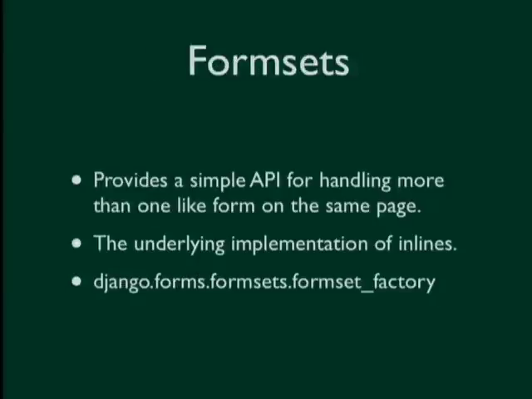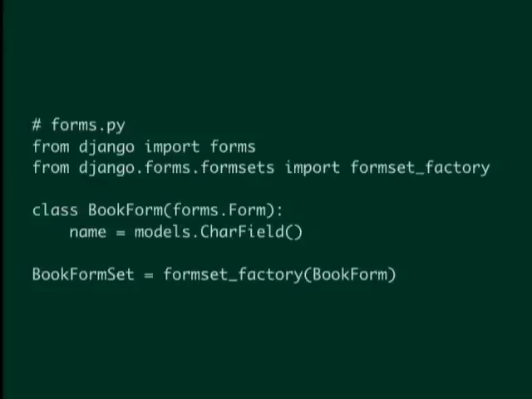So form sets basically provide a simple API for handling more than one form on the same page. Similar to the way that we just saw those inlines. This is basically the underlying implementation of inlines. And on the public API, we provide a factory function called Formset Factory, which you can use yourself. These form sets, this is the basic implementation. They have no concept of models at this point.